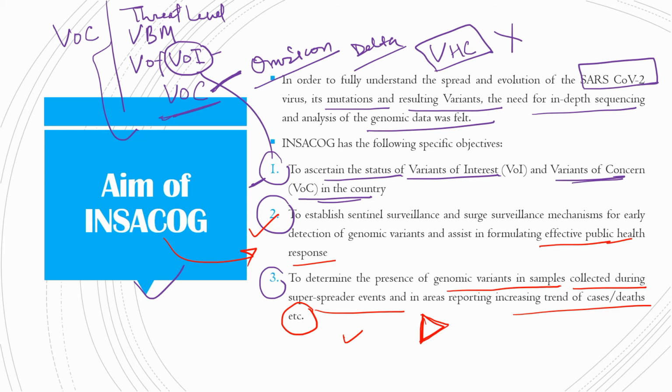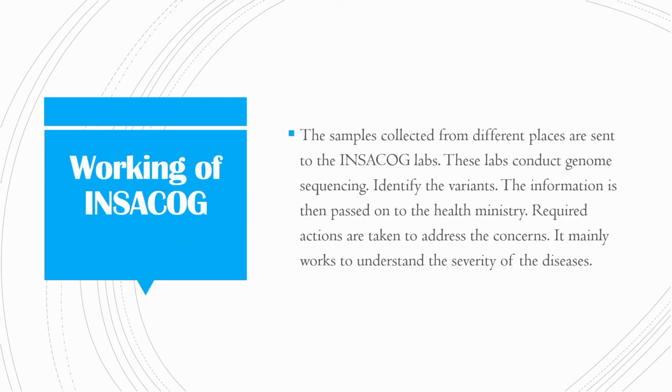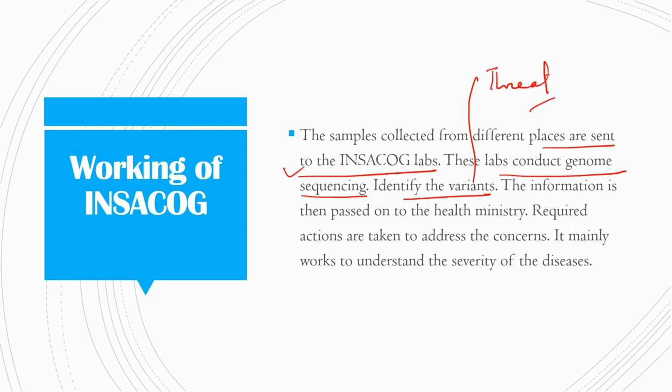So let's understand the work process of it. For this, we can see here the working of INSACOG. The samples collected from different places are sent to the INSACOG lab. So these are steps basically of how it is working. तो पहले क्या होता है, जितने भी samples हैं वो collect करके INSACOG labs में send किए जाते हैं. Then labs genome sequencing conduct करती हैं. They try to identify the variant, कि कौन सा threat level है, किसी particular variant का, कौन से variant हैं, and then the information is passed to the health ministry so that they can take action to address the concern. And this is mainly the work, to understand the severity of the disease so that actions can be taken accordingly. And this is how INSACOG works.